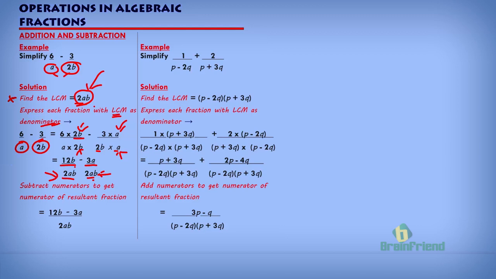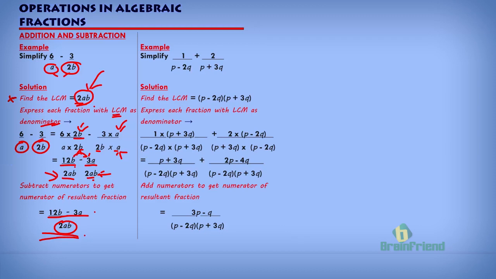Next, what do we do? Since we have same denominators, we can easily do our operation, which is a subtraction in this case. 12b minus 3a is our numerator, all over one common denominator, 2ab. This becomes our simplified expression. All right, let's take another example.